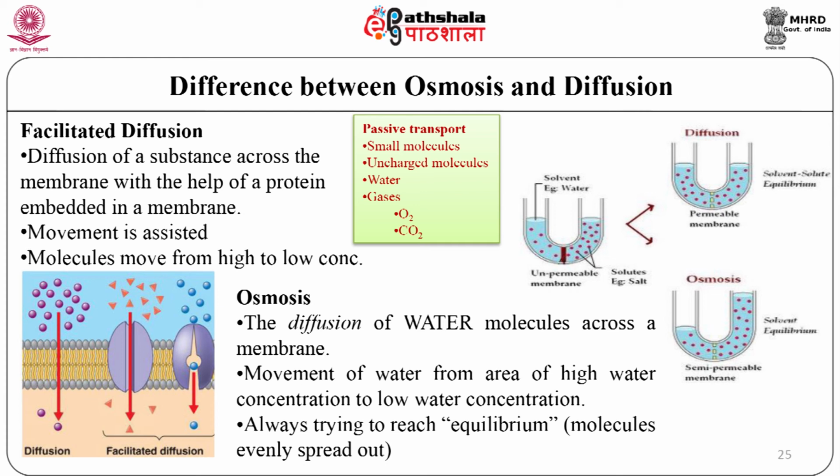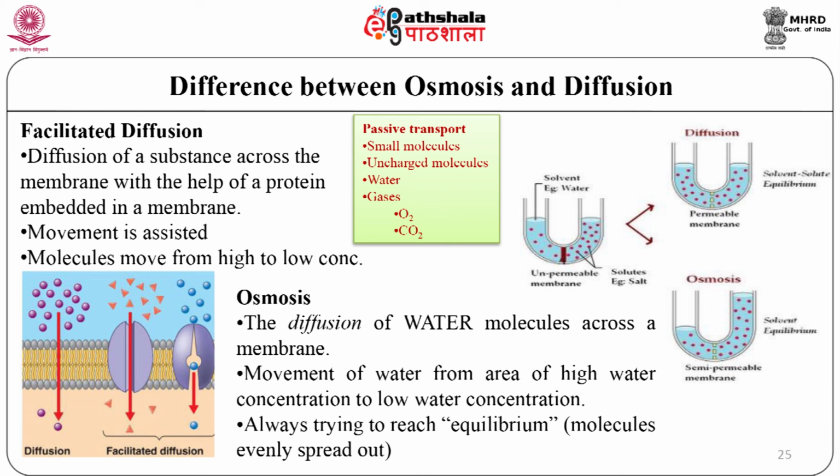Next is osmosis. The diffusion of water molecules across the membrane is known as osmosis. It is the movement of water from an area of high water concentration to an area of low water concentration. It is always trying to reach equilibrium, that is molecules are evenly spread out.